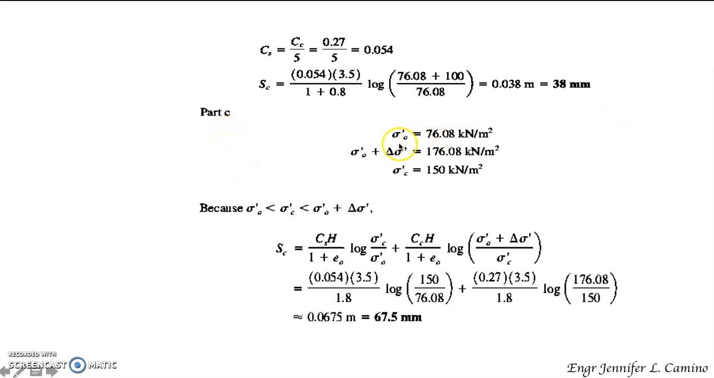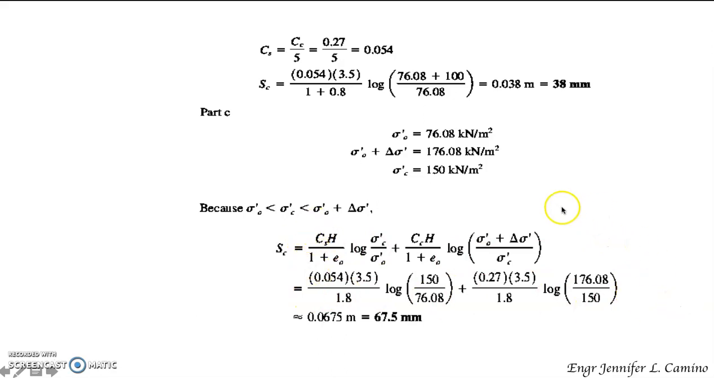For the letter C, we're given sigma sub C, which is 150 kilonewton per meter squared, and we have computed our sigma sub O prime, which is 76.08 kilonewton per meter squared, and sigma sub O prime plus delta sigma prime, which is equal to 176.08 kilonewton per meter squared. And if we compare, our sigma sub C prime is greater than sigma sub O prime, but less than sigma sub O prime plus delta sigma prime. So we're going to use this equation.